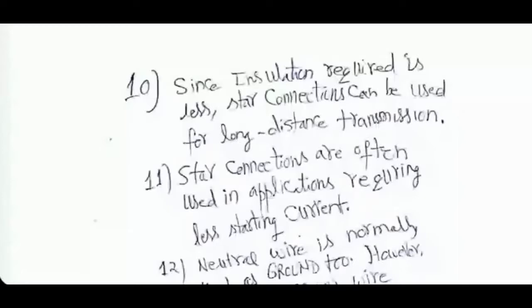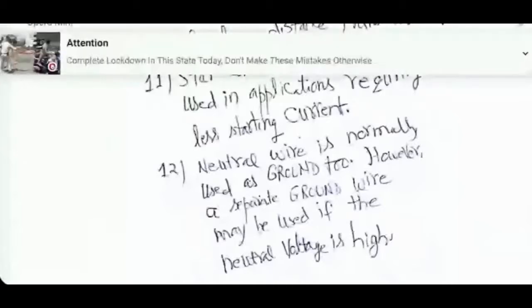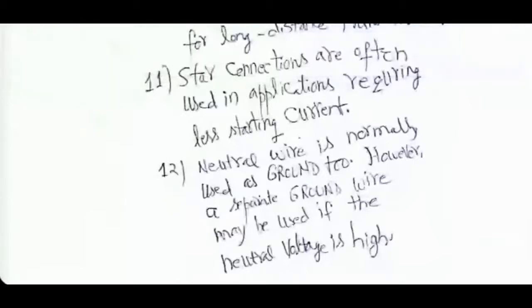Star connections are often used in applications requiring less starting current. This is something you may not relate to right away. When we talk about motors after the midterm exam, we will come back to this point. Right now, just take it as a given. Neutral wire, by the way, is necessary in a star connection. In a delta connection, it's not there. I guess that must be one of the reasons why on the distribution side, we use delta connection so that the fourth wire can be avoided. So price goes down.